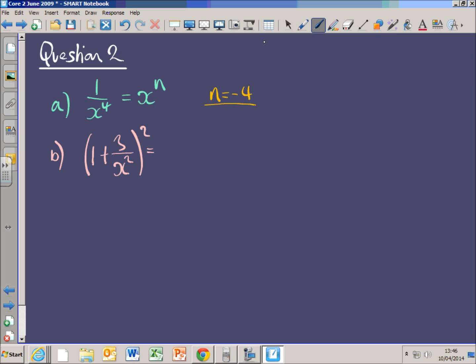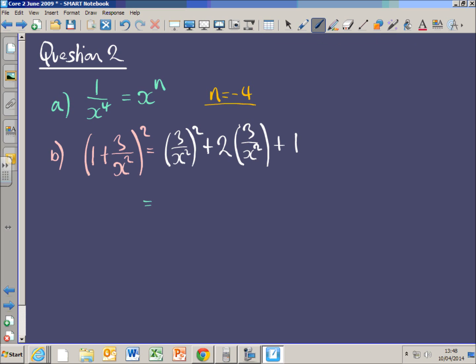So anyway, we're going to get 3 over x squared, squared. Do you agree with that? Plus what? 2 lots of 3 over x squared. Do you agree with that? Plus 1.